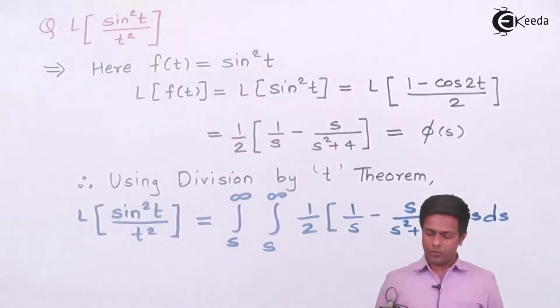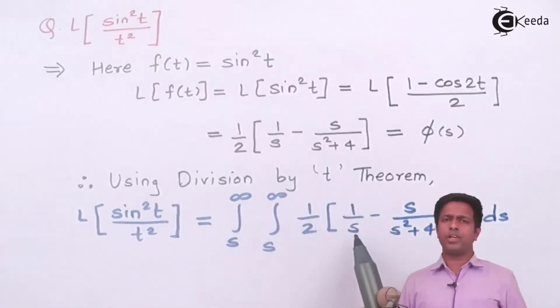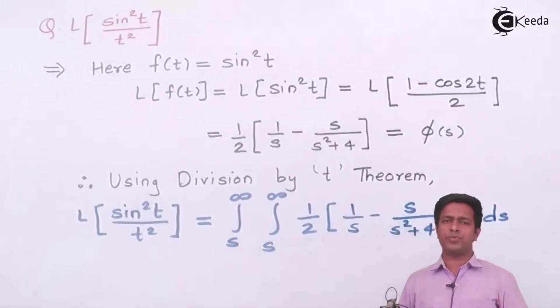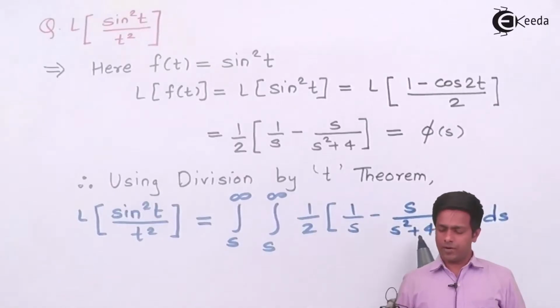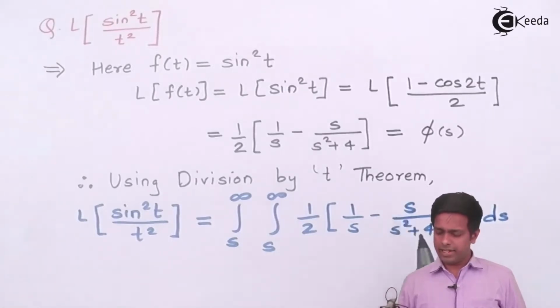So let's start. First of all, I'll take this 1 upon 2 outside. Integration of 1 upon s, we know it is log s. And for integration of this function, I've explained in the previous problem that this is a property, that is f dash of x upon f of x, in which I have to multiply and divide by 2, so that here I'll get 2s, and the derivative of s square plus 4 is 2s.